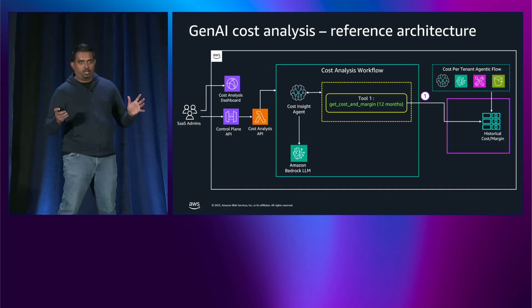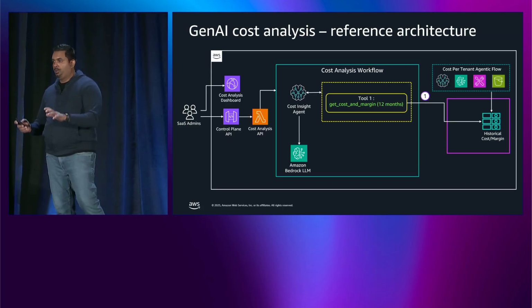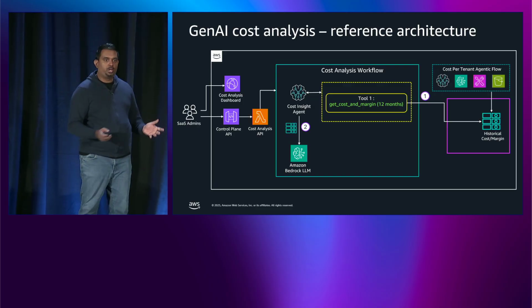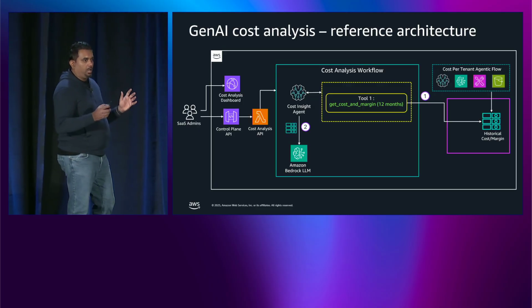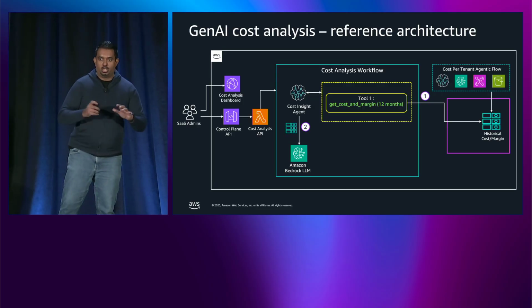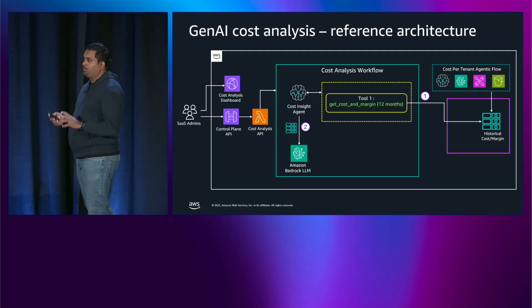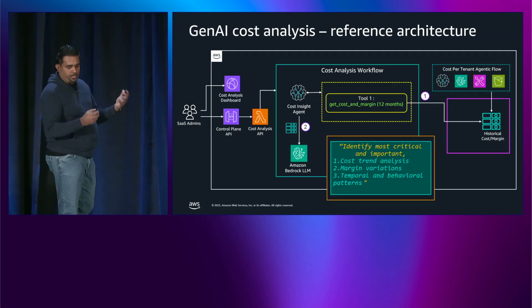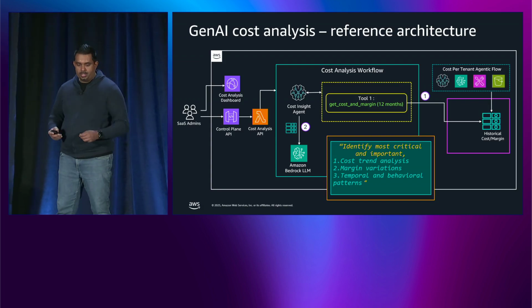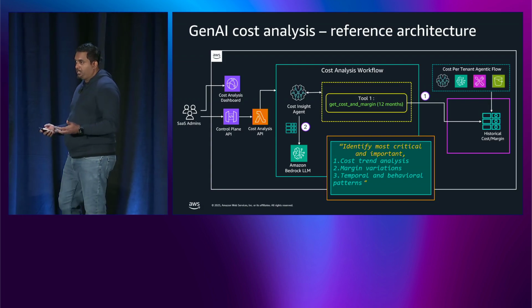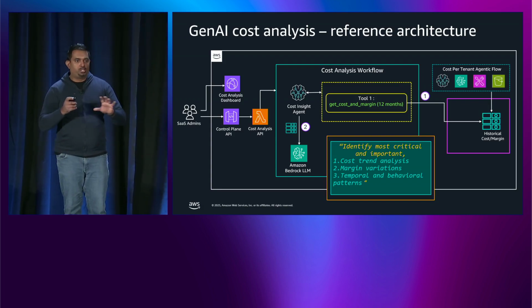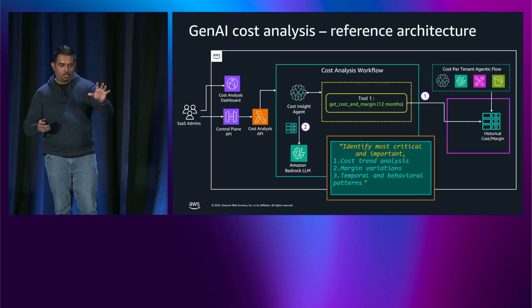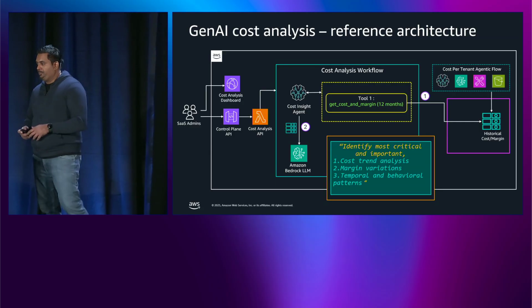Very simple workflow it has. It'll look at the last 12 months of the cost and the margin data set and then leverage the LLM and ask for the insights and the patterns. There's no business logic in here, just the power of the LLM. So during this analysis, I can ask for things like trends, margin variations, and temporal and behavioral patterns. And this can be entirely customizable because this is what will go to the prompt that we send to the AI agent.